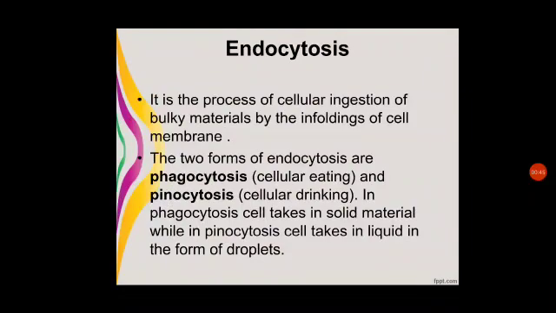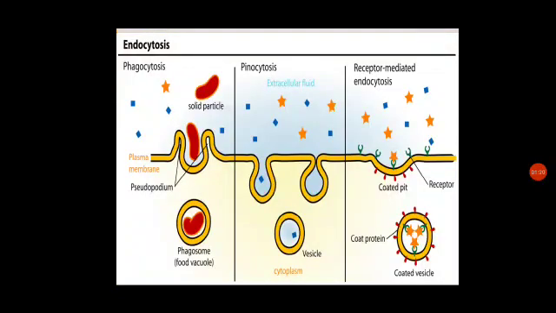First of all, we will discuss endocytosis. Endocytosis is the process of cellular ingestion of bulky materials by the enfolding of the cell membrane. The two forms of endocytosis are phagocytosis, which means cellular eating, and pinocytosis, which means cellular drinking. In phagocytosis, the cell takes in solid material, while in pinocytosis, the cell takes in liquid in the form of droplets.